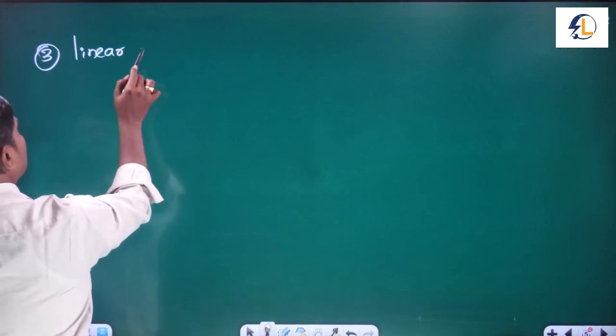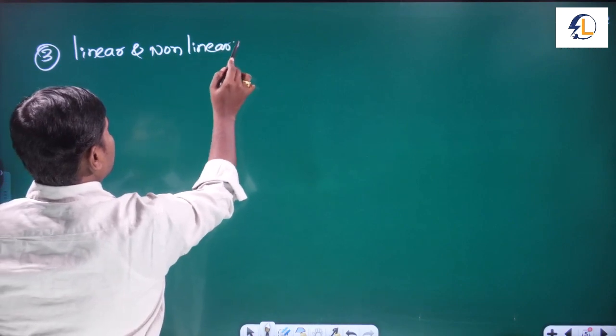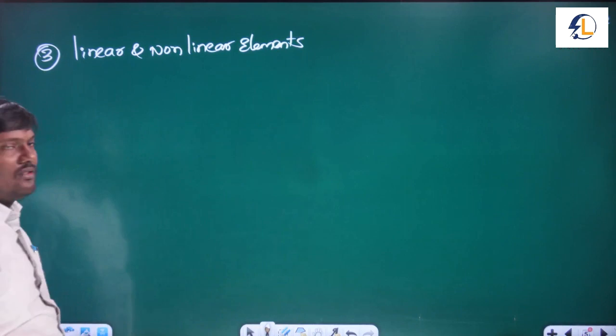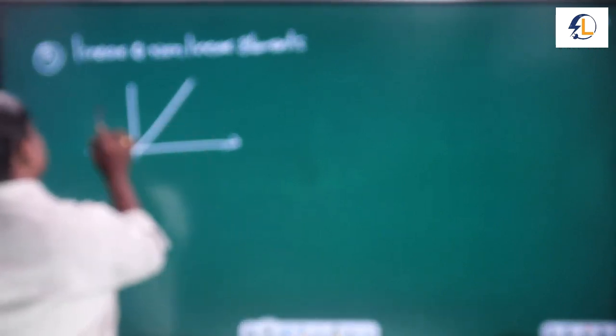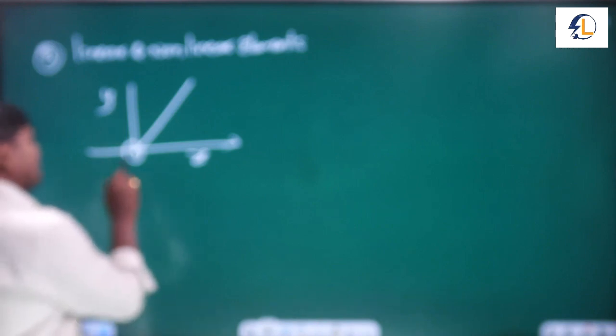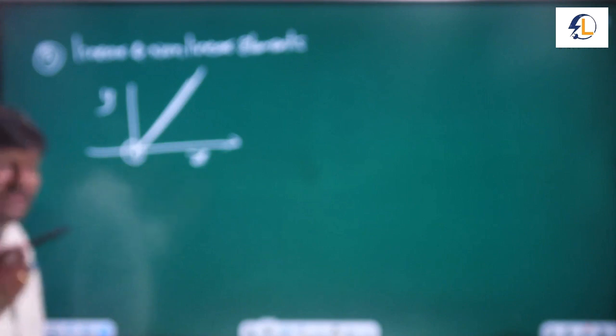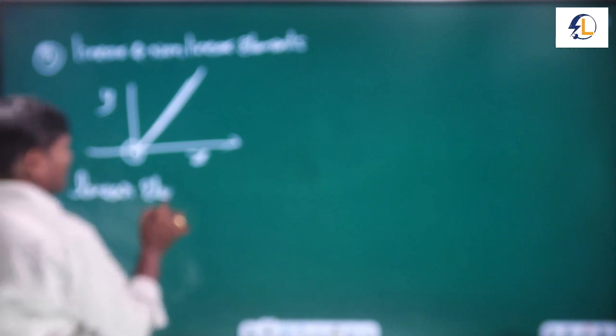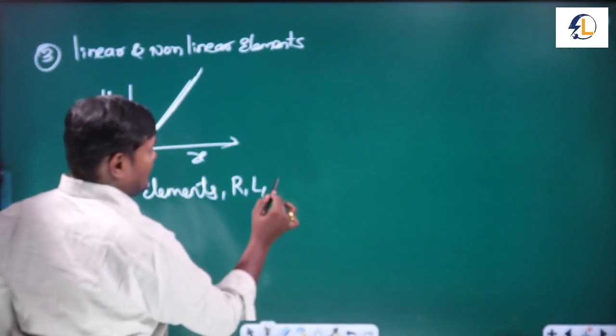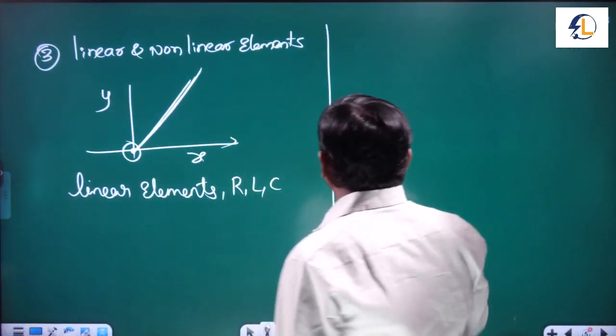And what is the third classification? Linear and non-linear elements. So what is a linear element? If you take an x-axis and y-axis relationship, and a straight line passes through the origin, then we can say that it is a linear element. If an element's characteristics increase linearly, or a straight line passes through the origin, then we can say that it is a linear element. The best examples for linear elements are R, L, C only.